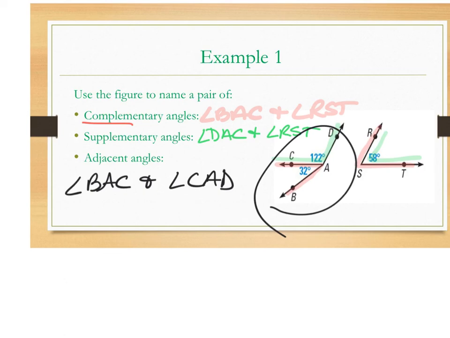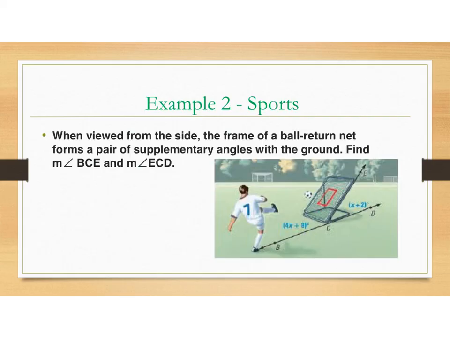Let's try to tie it into a real world example. Here is example 2, and they're tying it into sports. When viewed from the side, the frame of a ball return net forms a pair of supplementary angles with the ground. They want us to find the measure of angle BCE and ECD.